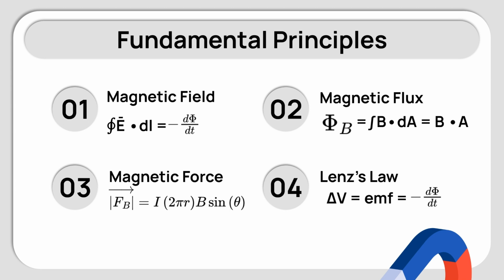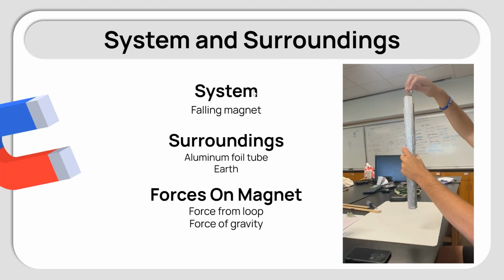The magnetic force, which in this case, because it's a circular ring, we would use the formula for the circumference of a circle, which is I times 2 pi r B sine theta, because it's the cross product. And then Lenz's law, which says that the electromotive force is equal to the voltage, which is equal to the negative of the change in magnetic flux, d phi dt.